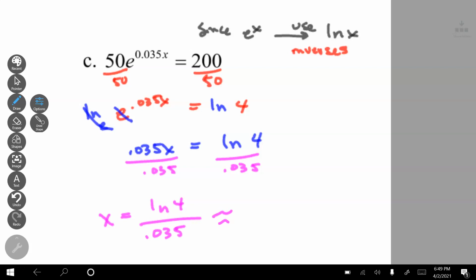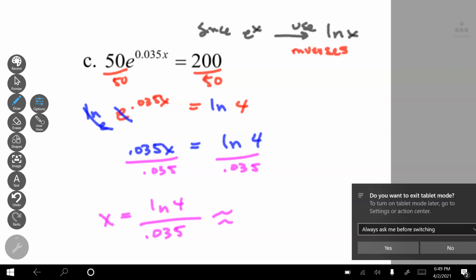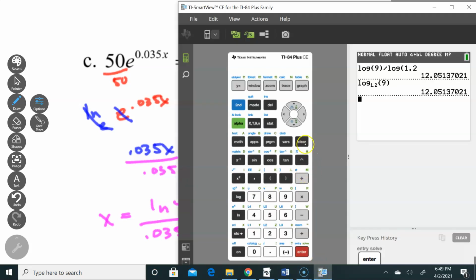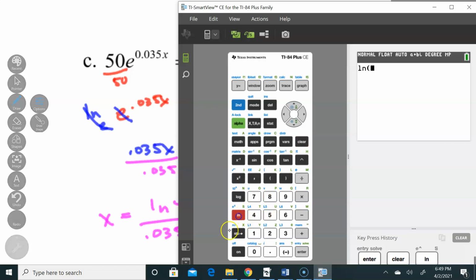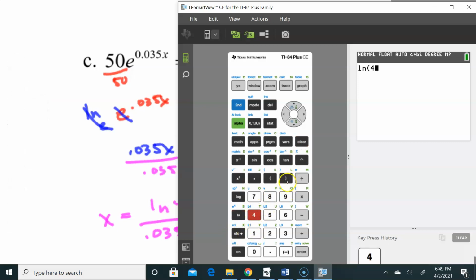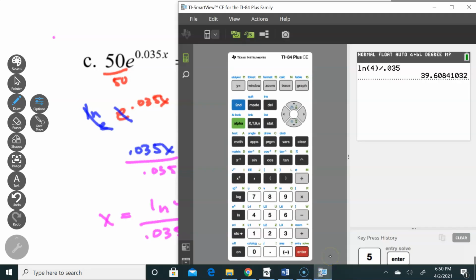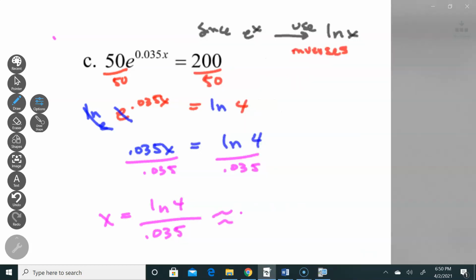And I'm going to put this in the calculator. I'm going to show you because I'm not using that log key. I'm using this ln key. So I have to do ln, which is underneath the log key, of 4, close your parentheses, and divide by 0.035, and you get your results. If you saw it, I did it kind of quick, and I get 39.608. 39.608 is my final result.